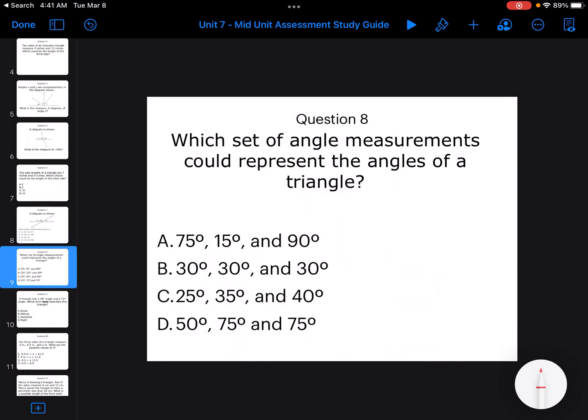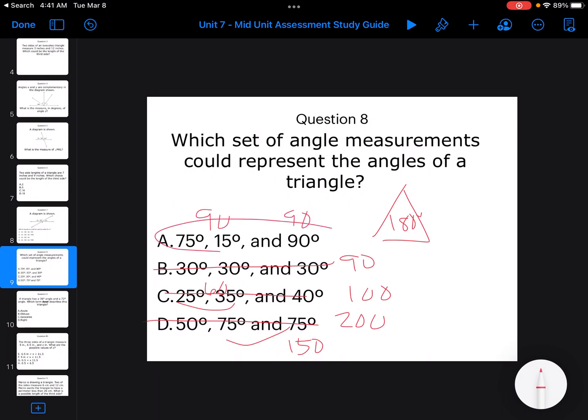Which set of angle measures could represent the angles in a triangle? Well, there are 180 degrees in a triangle. So when I add them up, I have to get 180. I know that's going to equal 90. I know this equals 150 plus another 50, that would equal 200. That's going to equal, what's 60 plus 40, that equals 100. So let's hope that this one works. So that equals 90, that equals 90, that's 180.